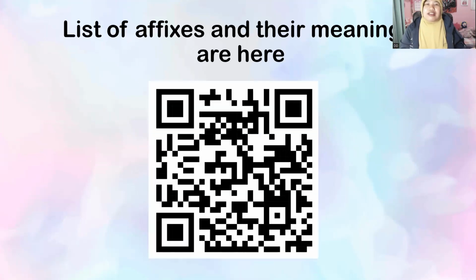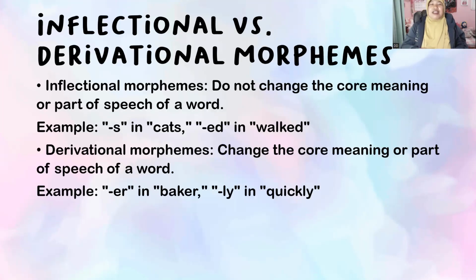Now, let's continue. There are a lot of affixes and they have a lot of meanings. You can access it here. You can use your phone to scan the QR code and you can learn them independently later. Now let's go on. We learn about inflectional and derivational morphemes. Inflectional morphemes do not change the core meaning or part of speech of a word, like cat into cats, one singular, one plural, walk and walked, one for one and the other for two.